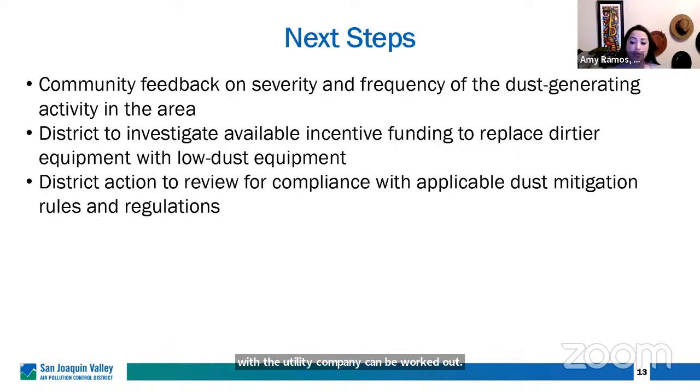I do see one more question for you, Robert. Would vegetative barriers between the fields and the wind direction and the residential area help as a possible next step?